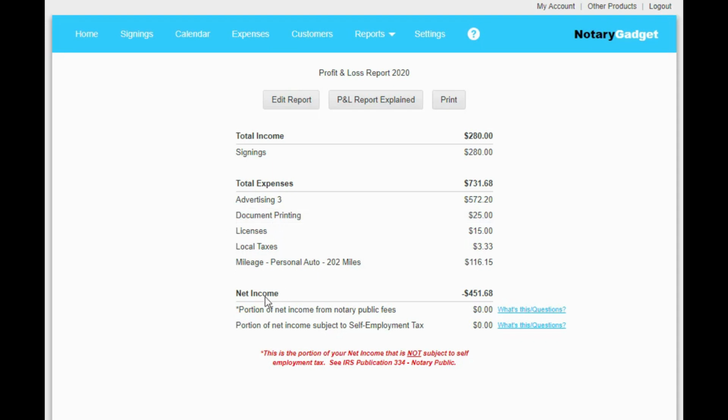Now, the net income, which is always going to be your total income minus your total expenses, is the amount of income that you essentially are going to pay taxes on. When I say you're going to pay taxes on that, I mean your federal income tax and your state income tax if you live in a state that has state income tax.